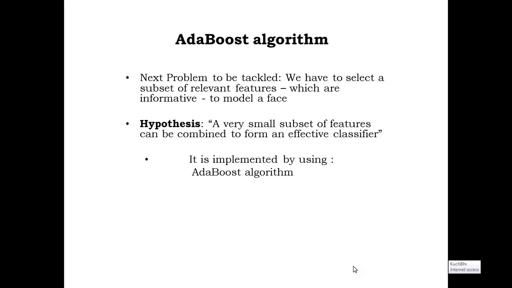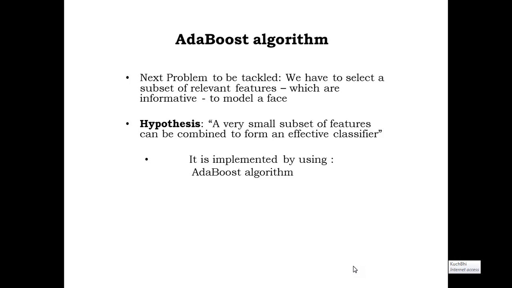Now let's talk about the second phase. The next problem to be tackled is that we have to select a subset of relevant features which are informative. That is, we need to model a phase. So a very small subset of features can be combined to form an effective classifier. Now how is it done?